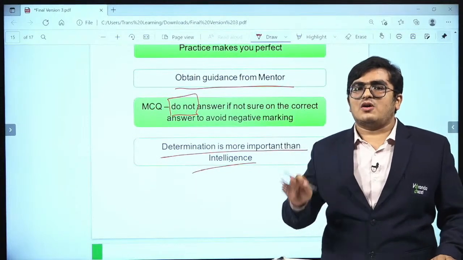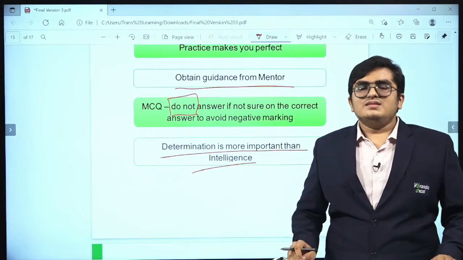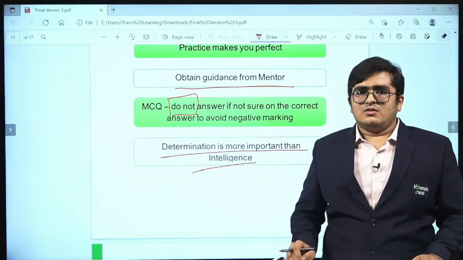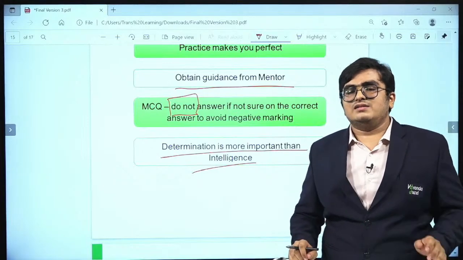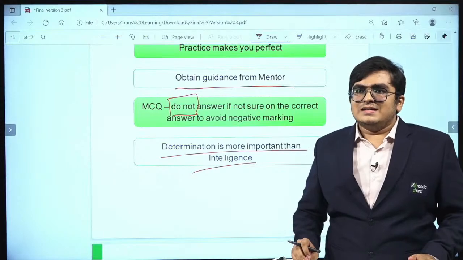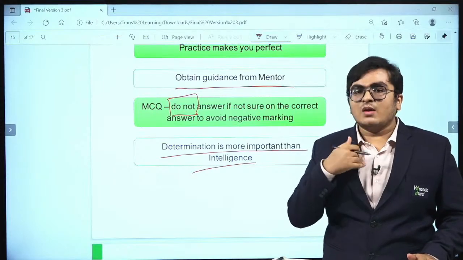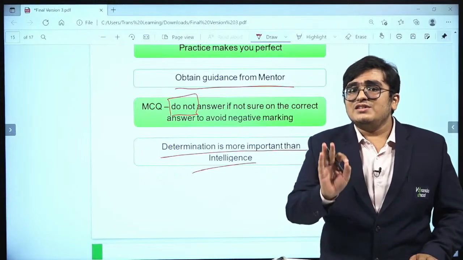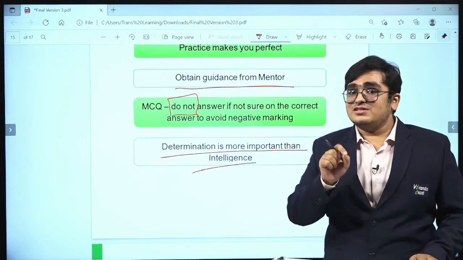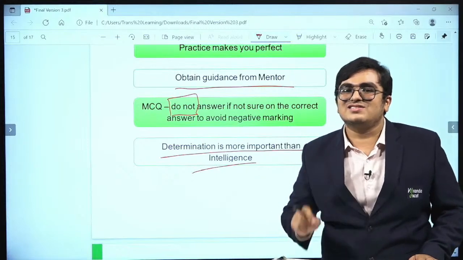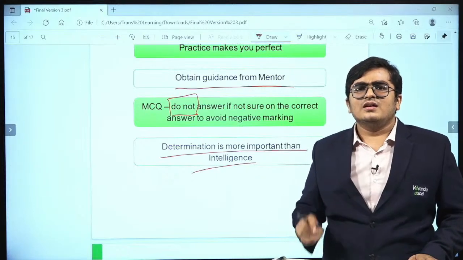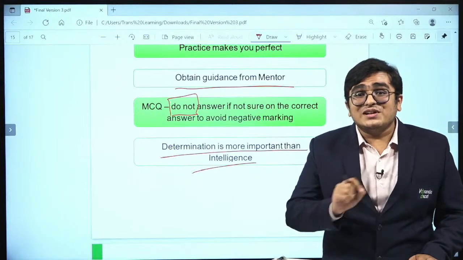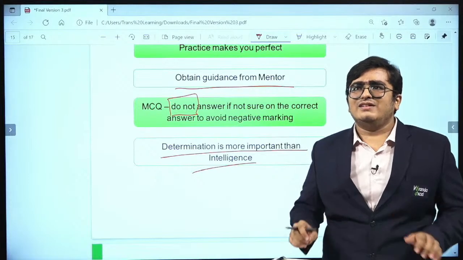Obtain guidance from mentors. For that we have student advisors. What will a student advisor do? They will guide you. See, in this course, what generally happens, what I have experienced, what I have seen others experience, is that motivation lacks. Like I told you, this course doesn't test your intelligence. It tests your determination. And determination goes down over time. So your motivation lacks.